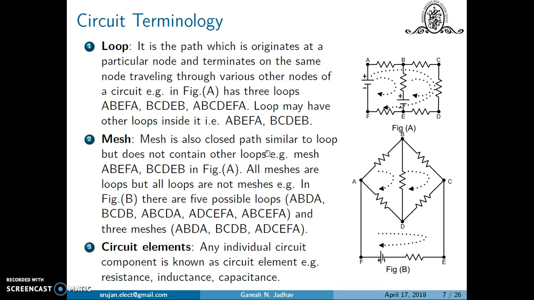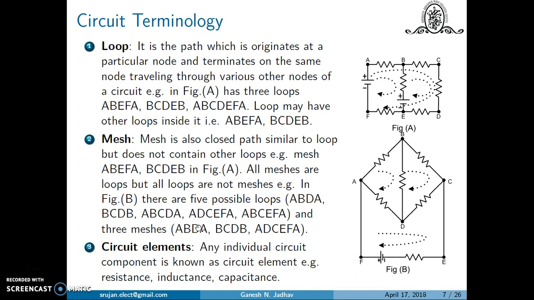Mesh is also a closed path similar to the loop but does not contain any other loop. So the difference between loop and mesh is what? A mesh does not contain any other loop. There are three loops, but here you can observe this outer loop consists of two inner loops. So this is considered as a loop. It is not a mesh. But if we only take these two, then these two are meshes, which do not contain any other loop.